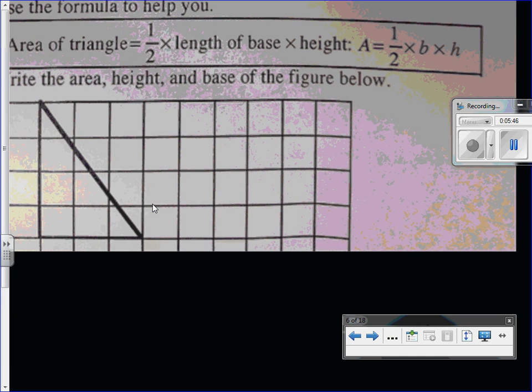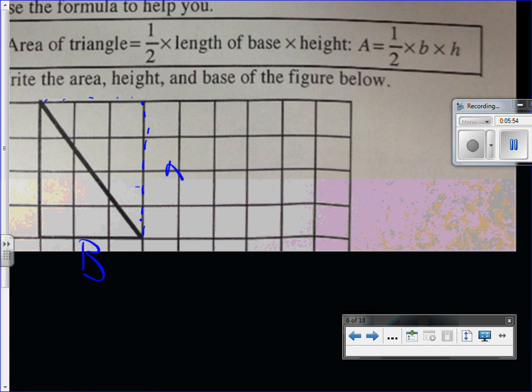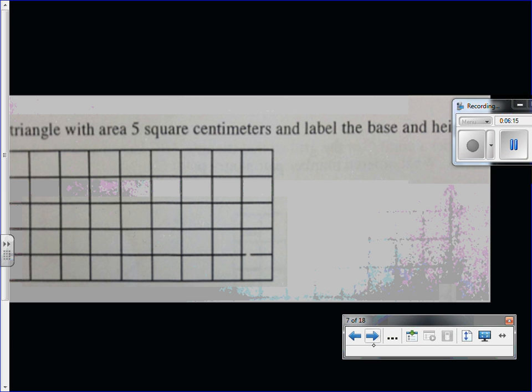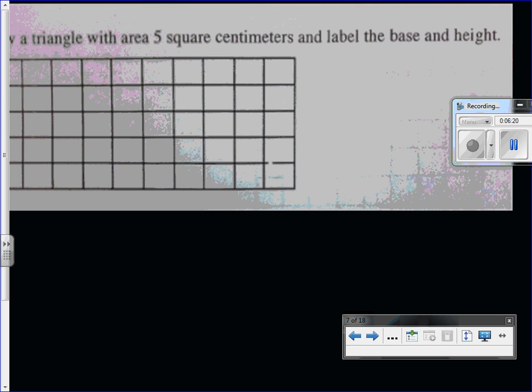Next problem. Keep cruising along here. Got a triangle again. To find the base, got a B down here. Height. Stay consistent. I got 1, 2. I better put an H. 1, 2, 3, 4. Height of 4. My base is 3. 4 times 3 is 12. Divided by 2 is 6 centimeters squared. You guys all see how I did that? Pretty easy. It's pretty consistent. We'll keep going. To draw a triangle that has 5 square centimeters in it.